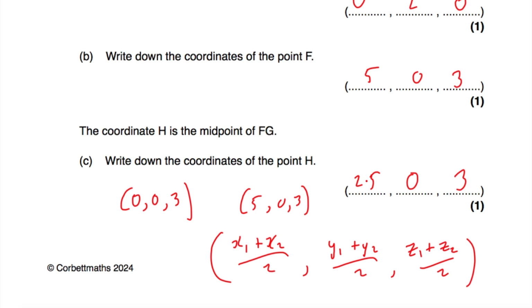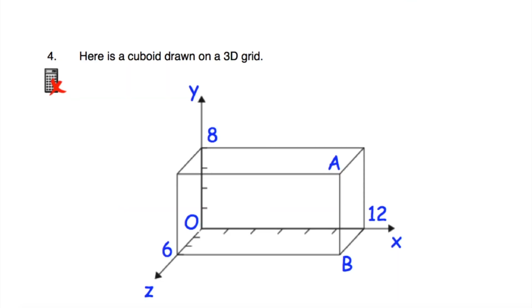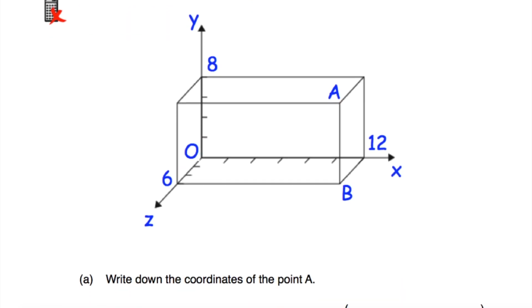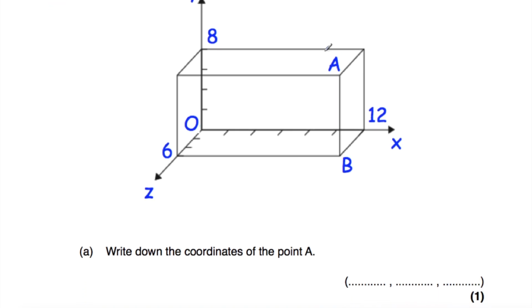And that's it. Okay, let's have a look at the next question. So question number 4, we've got this cuboid on a 3D grid, and we've been asked to write down the coordinates of the point A, so this point A. So to get to A, we'll be going 12 along in the x-axis direction, so 12. We'll be then going up 8 in the y-axis direction, so 8. And then we're going to be coming forward 6 in the z-axis direction, so 6. So the coordinates of this point A will be 12, 8, 6. And remember, it's in the form x, y, and z.